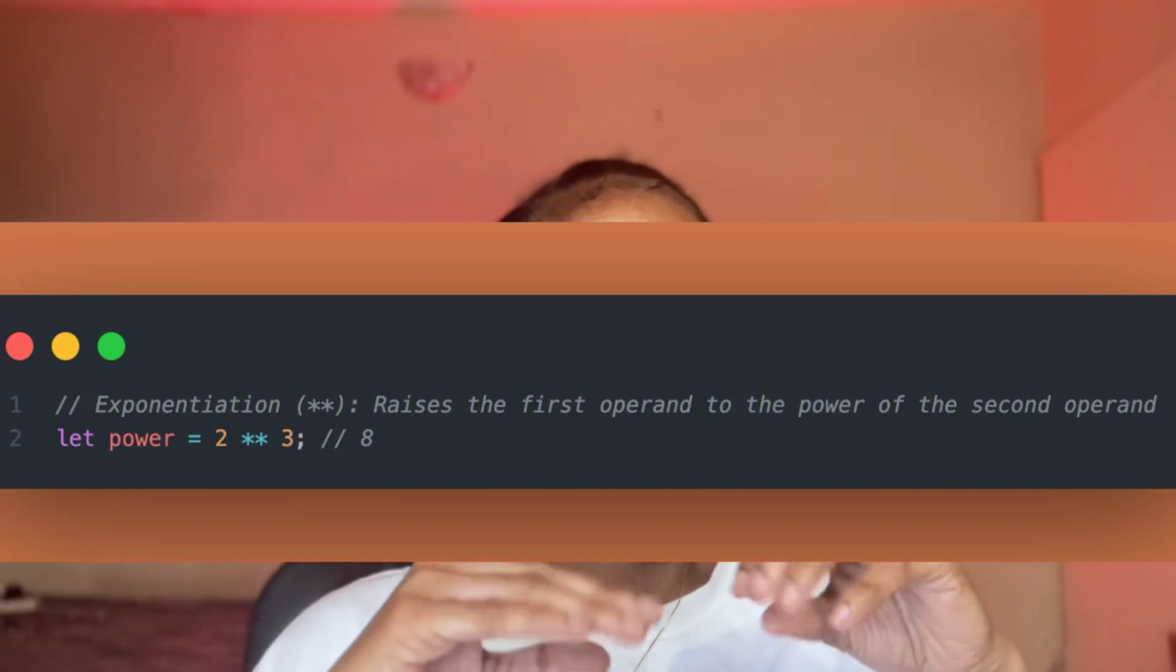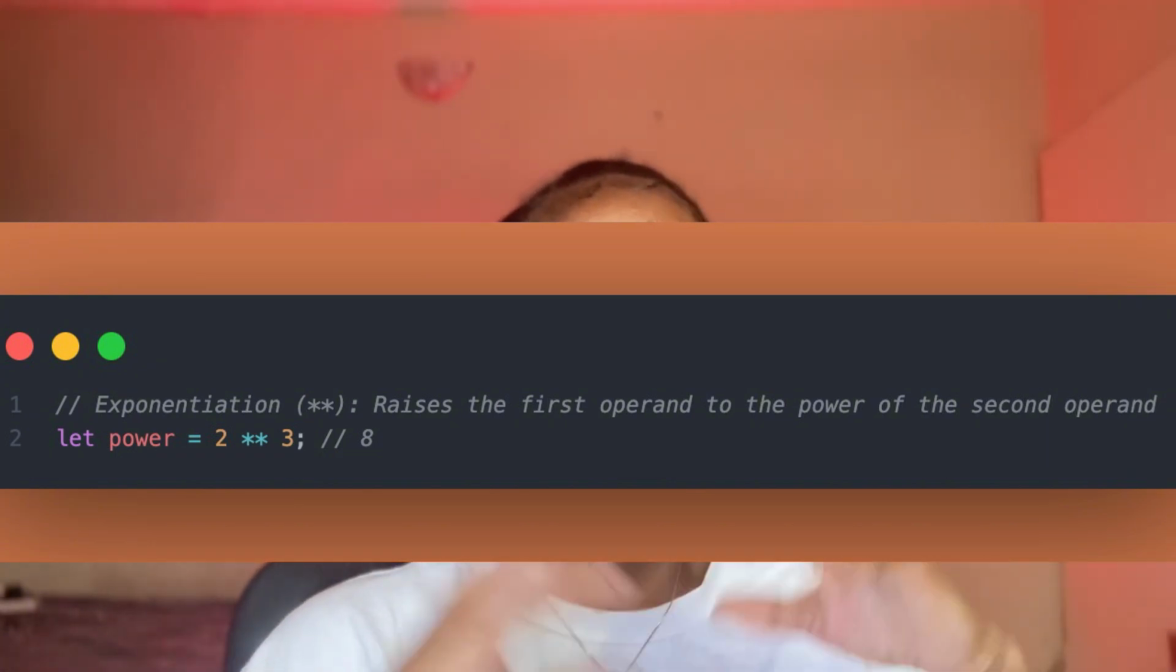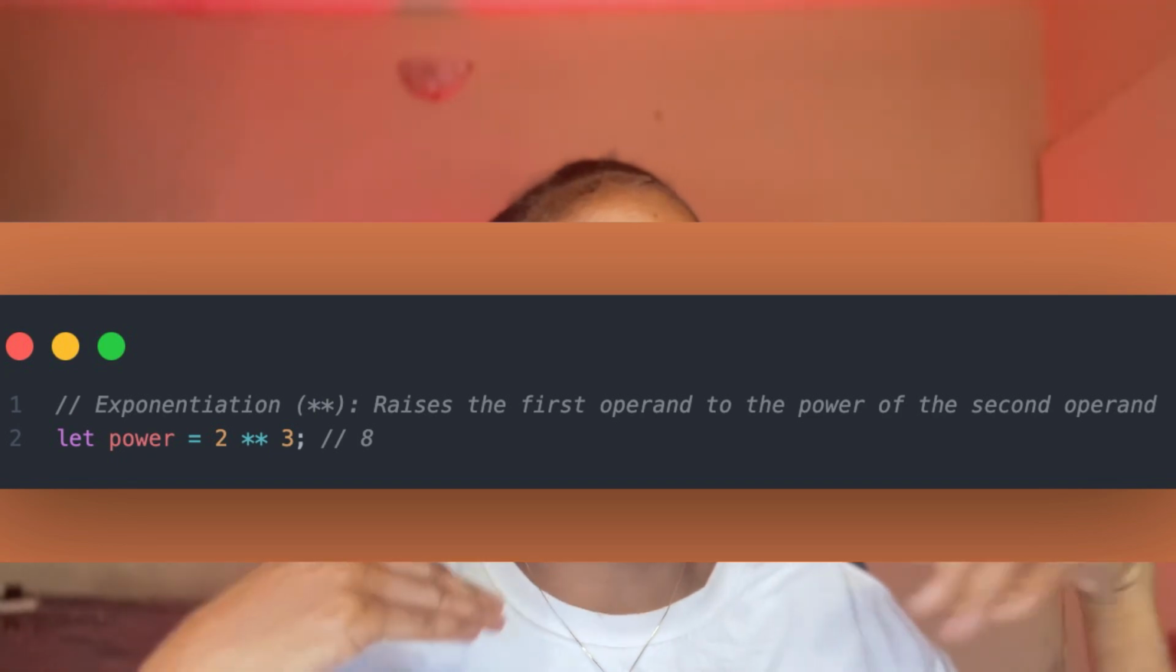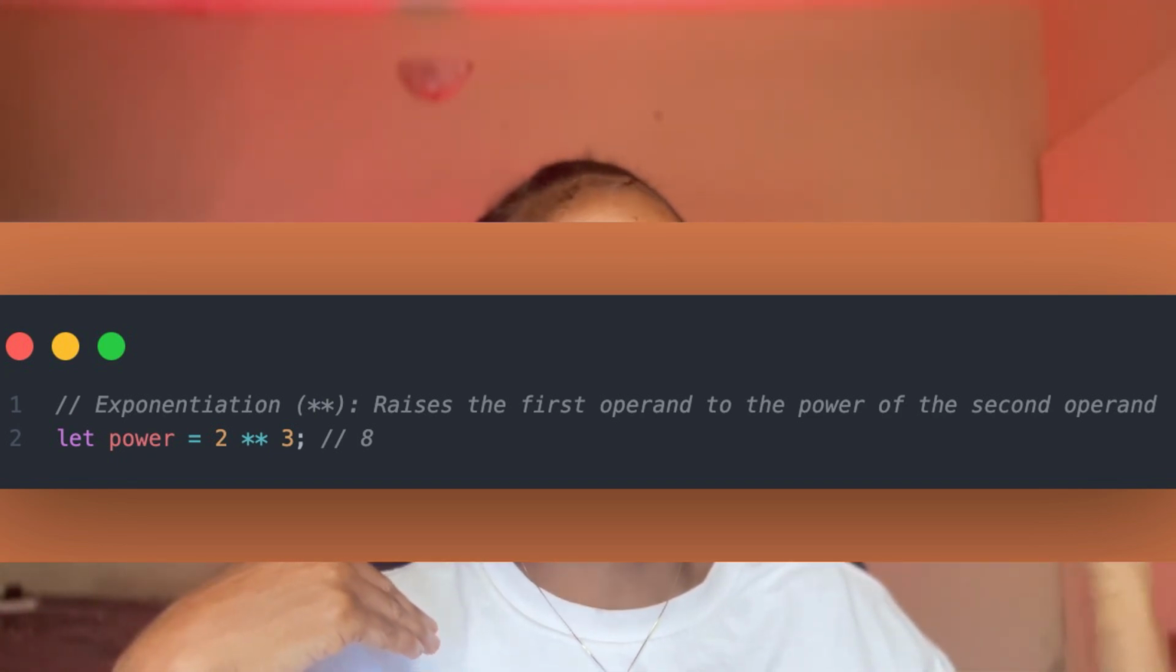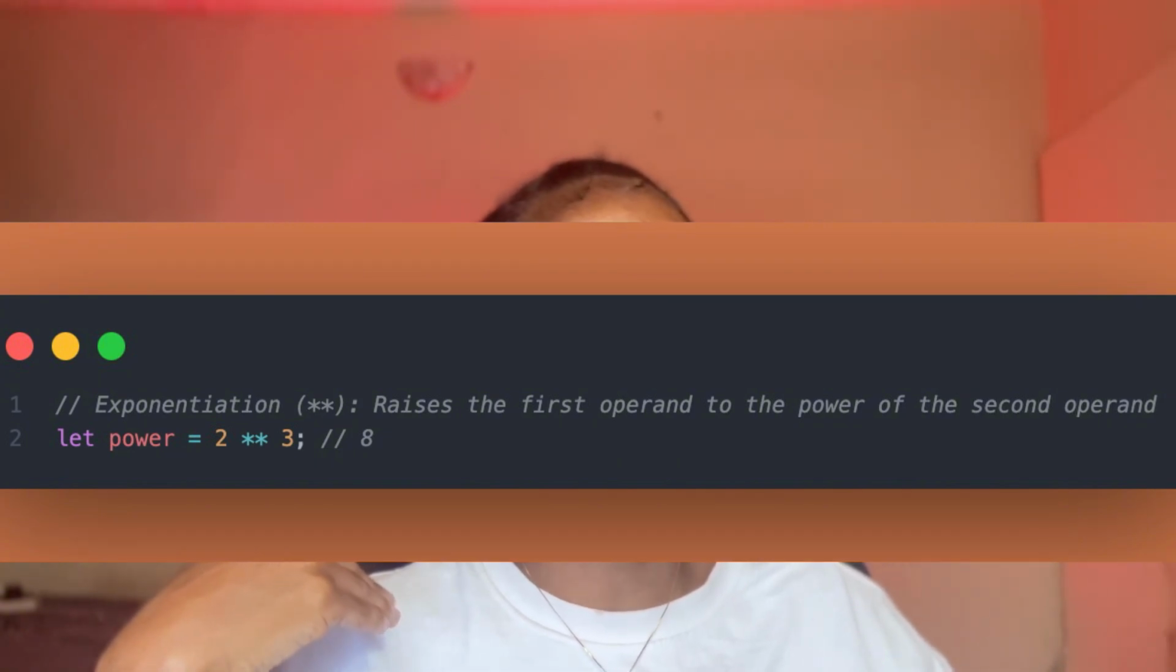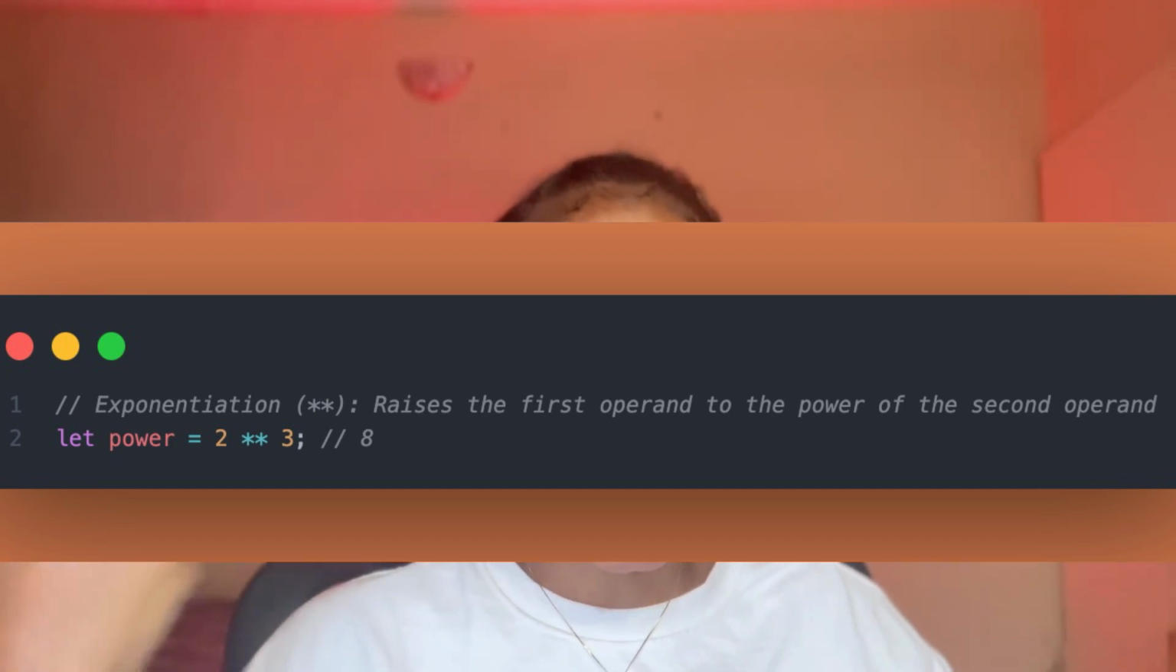And then we have exponentiation. It is literally raised to power. We all did raised to power in mathematics. So what it does is that it raises the first operand to the power of the second operand. So if I say let power = 2 ** 3, it does 2 raised to power 3. That's 2 times 2 times 2, which gives you 8, right?